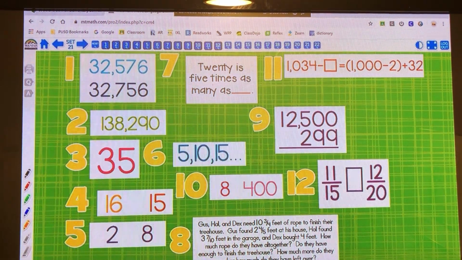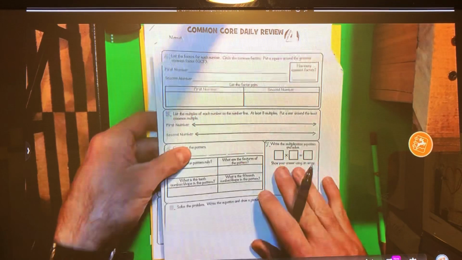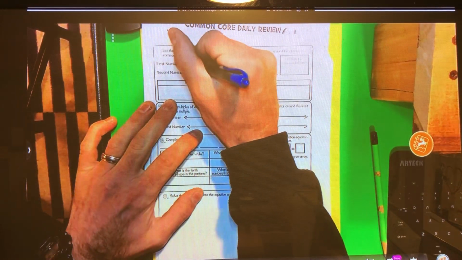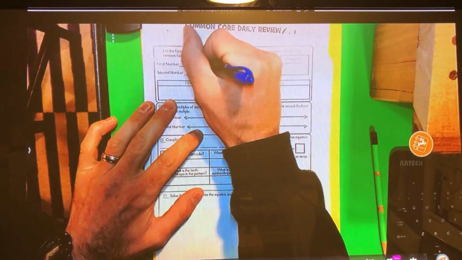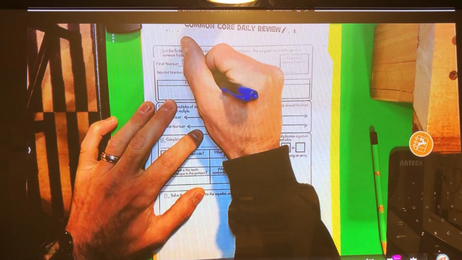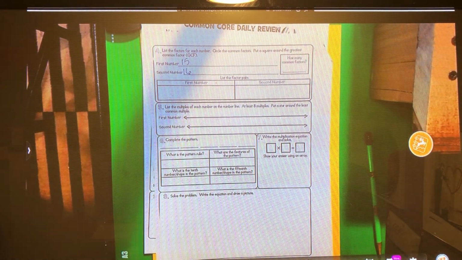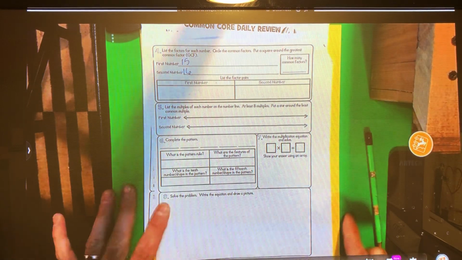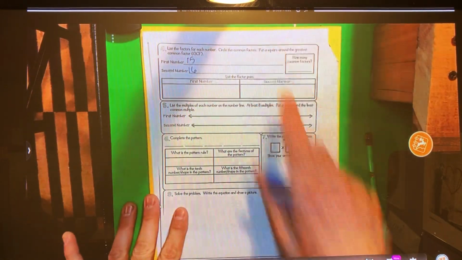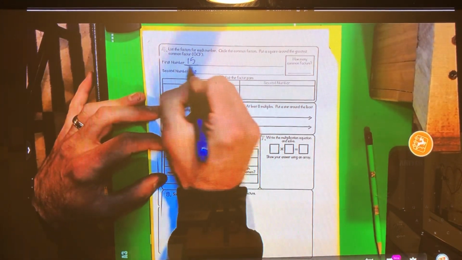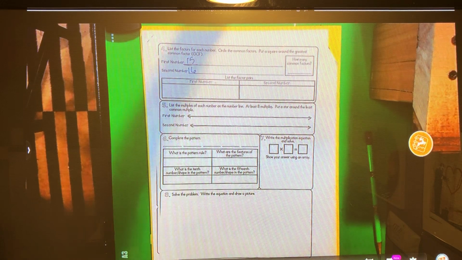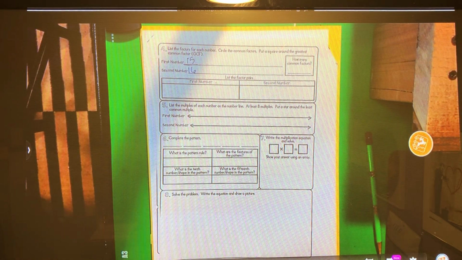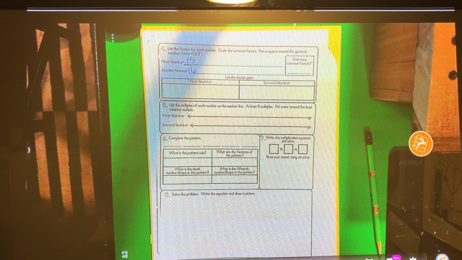Okay, so switching back over to the document camera, I'm going to turn the page, and on the back, the first number is 15 I should say, and the second number is 16. I am going to have you think of these two numbers as they are right now. Think of them as a fraction, 15/16 that we're trying to put into simplest form, okay?